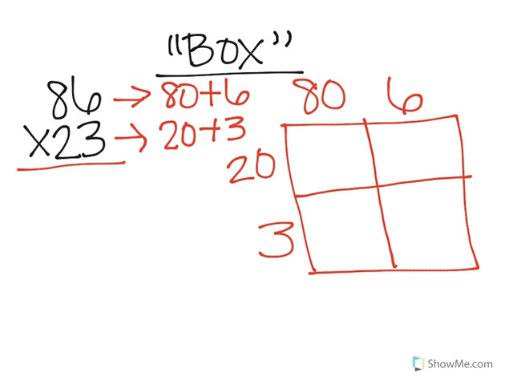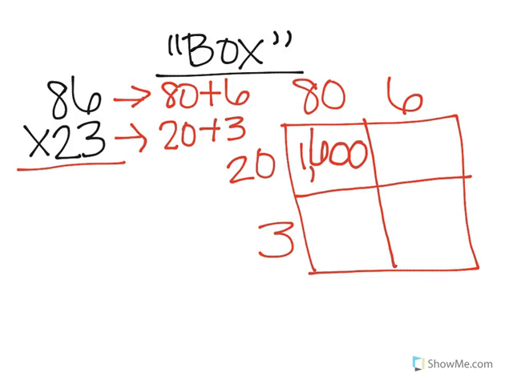Now, if we look at our top box in the left-hand corner, we get an 80 and a 20 that are touching those sides. So 80 times 20 is what we're going to do for this box. Since 80 has 1 zero, 20 has 1 zero, that's 2 zeros total, so I'm going to put 2 zeros in my answer. 8 times 2 is 16. So 1,600 is my answer for that box.